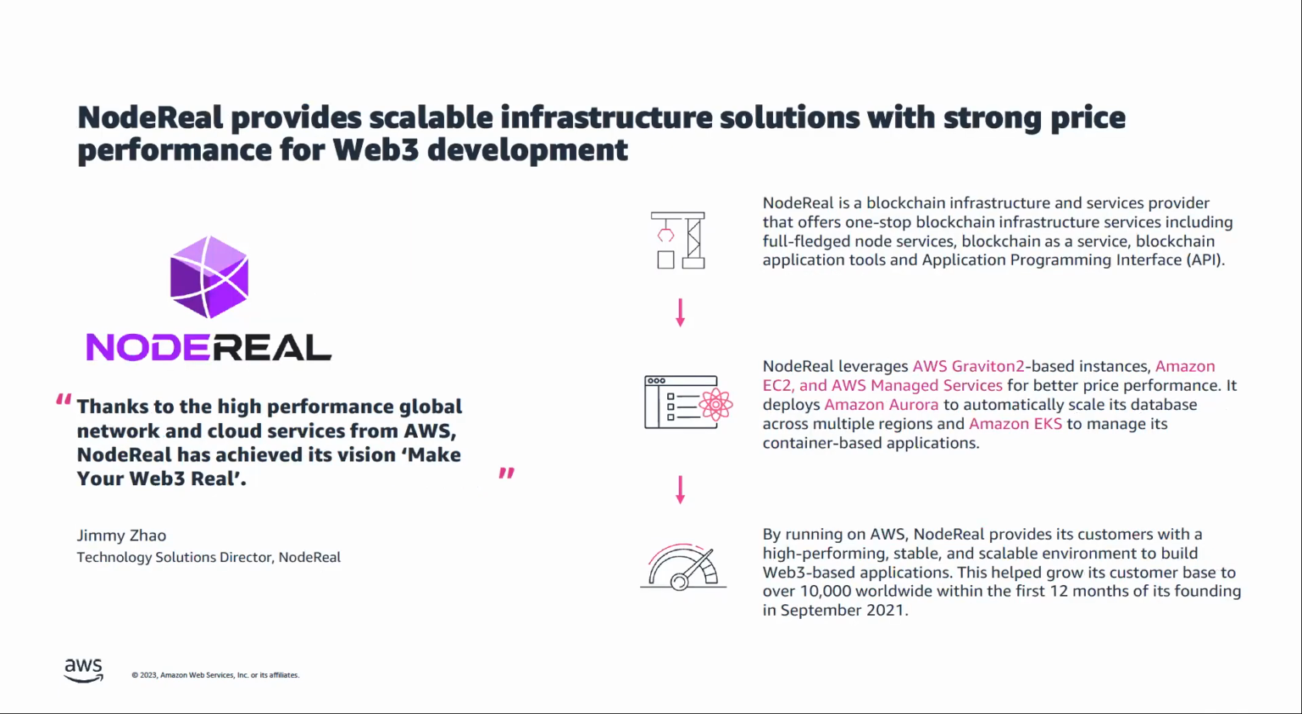Another example is Logview. Logview is our customer too. They are a blockchain service provider. They provide blockchain as a service and full-fledged node services, etc. They leverage AWS EC2 server instances to build their platform, and they also leverage our Aurora database service to scale their database across multiple regions. This gives them reliability and enterprise performance.